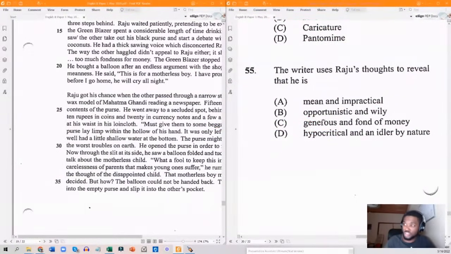His thoughts show that, but his actions show that he's opportunistic and wily. We see him trailing the green blazer. He stops at just the right time. He takes the right opportunity to grab the purse and so on. So his actions show that he's opportunistic and wily, but his thoughts show that he's generous and fond of money. Of course, you know that he's fond of money anyway, but the generous part, definitely. Thoughts. Clear? Clear. All right.